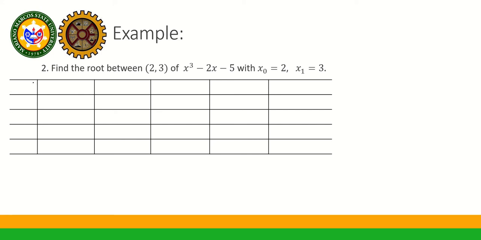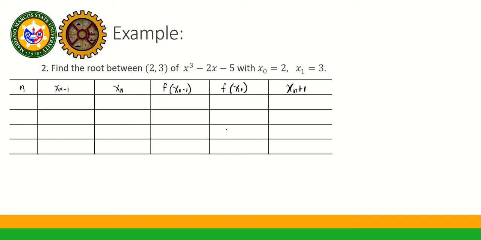Okay, so first column natin will be n. Second column is x sub n minus 1. Third, x sub n. F of x sub n minus 1. F of x sub n. And this will be x sub n plus 1.